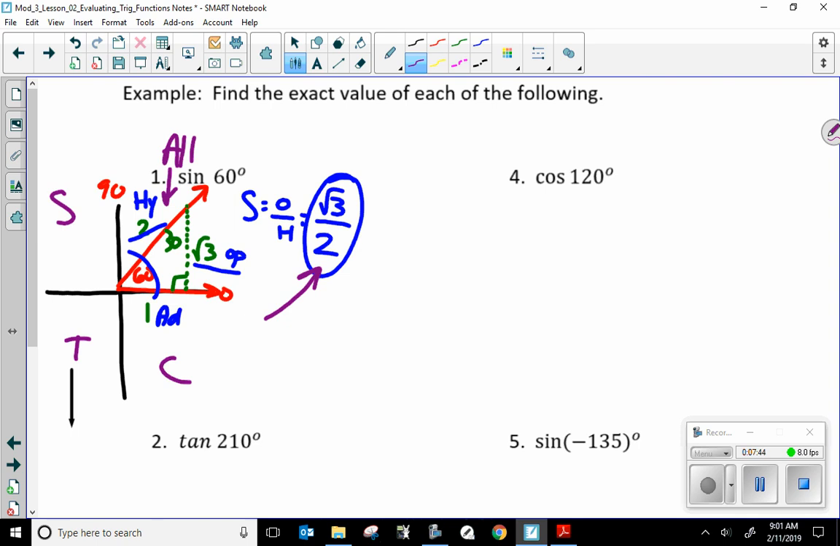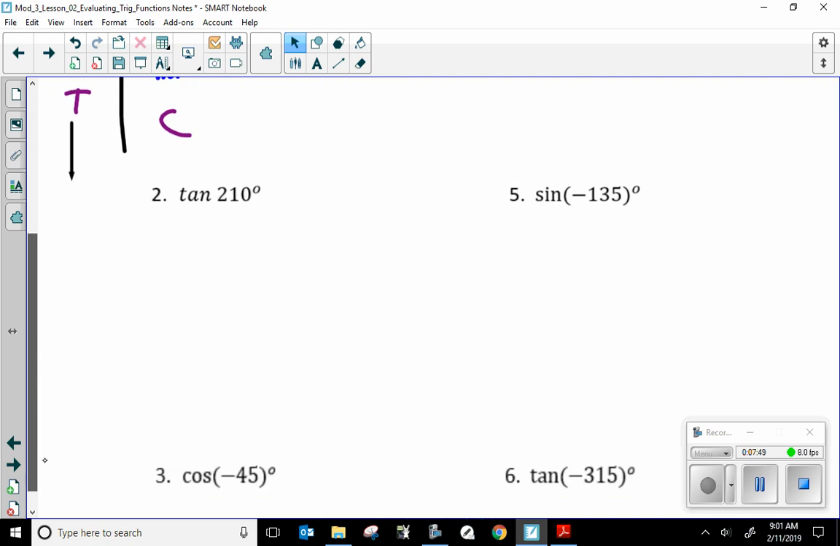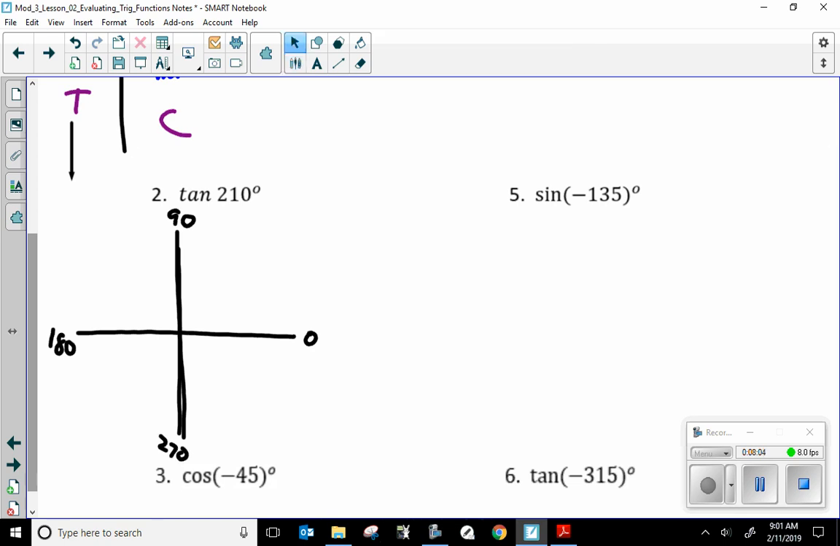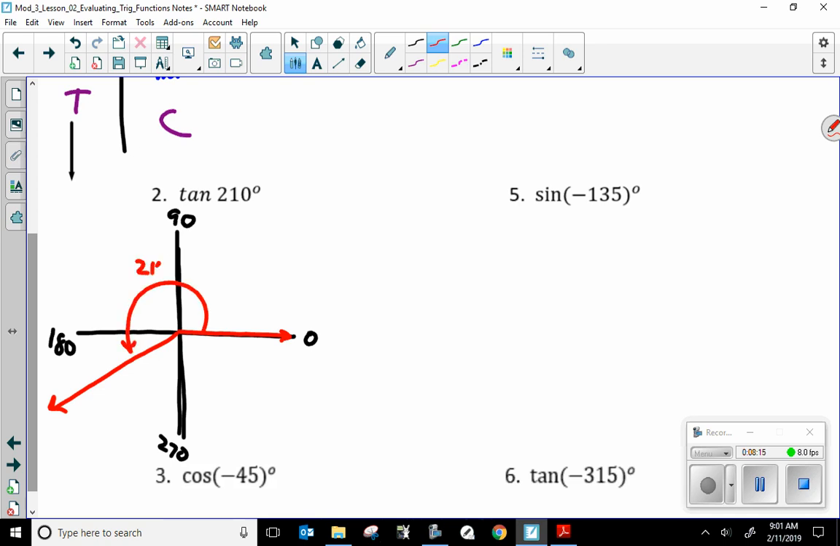Okay? Let's go on to choice 2, or problem 2. Tan, again. I'm going to draw this set of axes here. Okay? 210 degrees. Okay, 0, 90, 180, 270. So 210 falls right in between. I start at 0. It's in between 180 and 270, probably a little bit closer to 180. From here to here, that's 210 degrees.